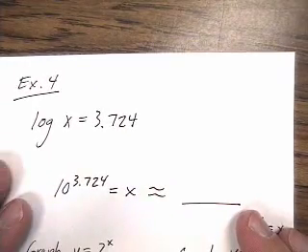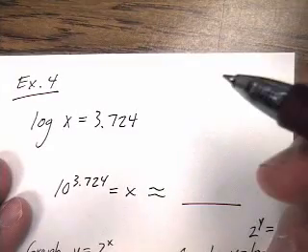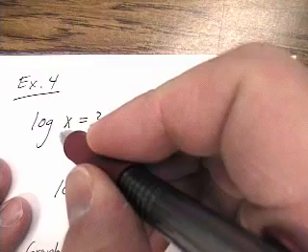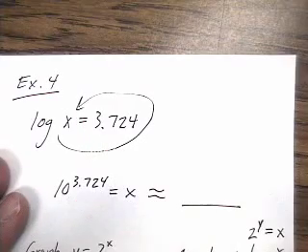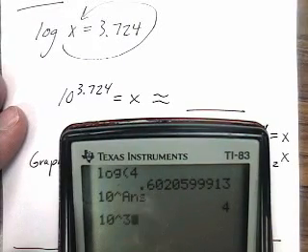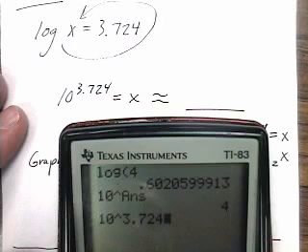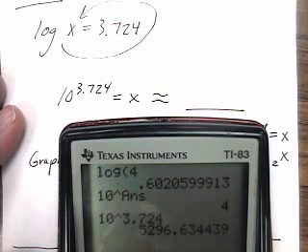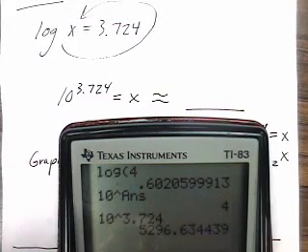Okay, let's see here. We've another situation where I don't know how to do it. I've got to change it to its exponential form. So 10 to that power equals x. Once again, type it on a machine. 10 to the 3.724. 5,296.